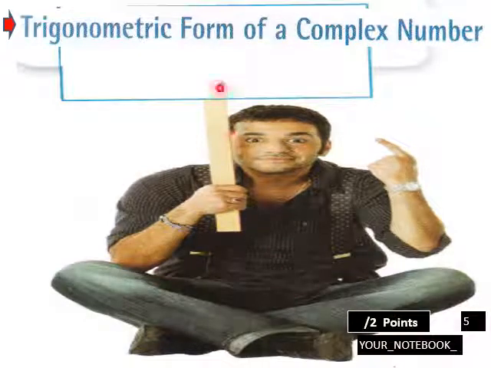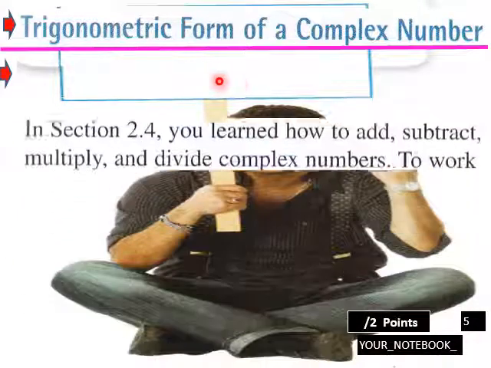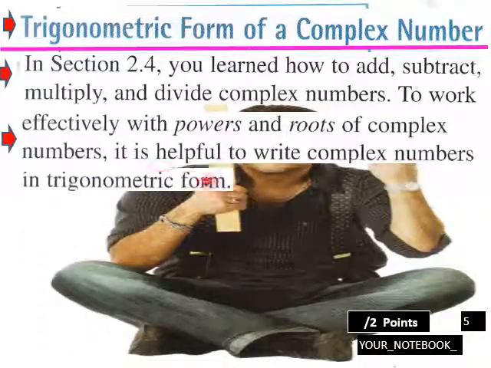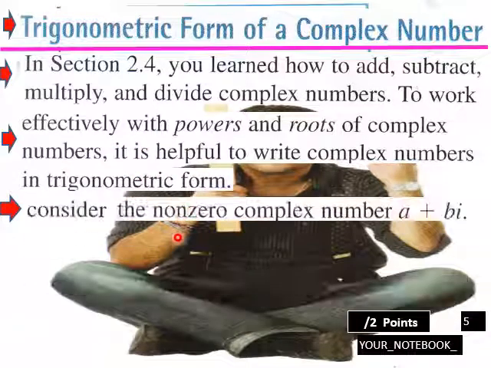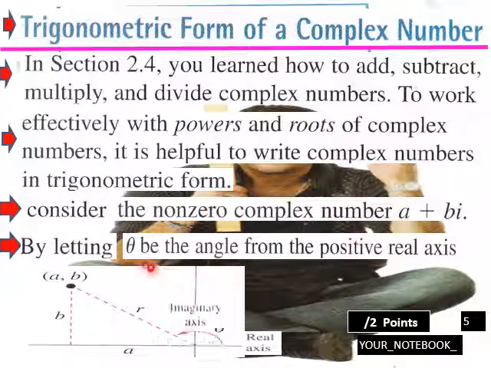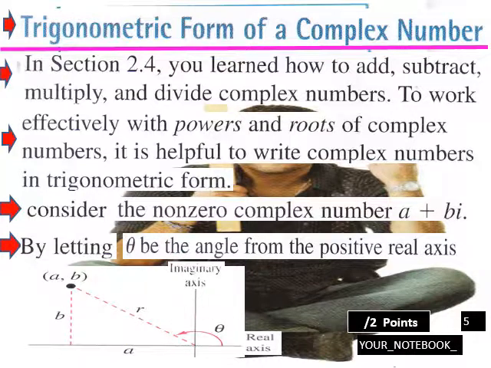Okay, notebook entry. Trigonometric form of a complex number. In section 2.4, remember, way back when, you learned how to add, subtract, multiply and divide complex numbers. To work effectively with powers and roots of complex numbers, it is helpful to write complex numbers in trigonometric form. So consider the non-zero complex number a plus bi by letting theta be the angle from the positive real axis. So here's our theta here. This is our positive real axis here, so here's theta.